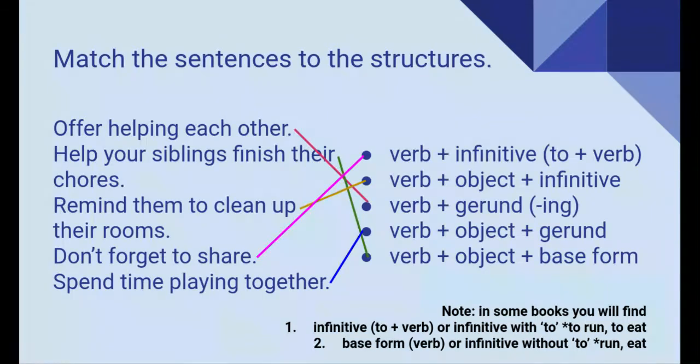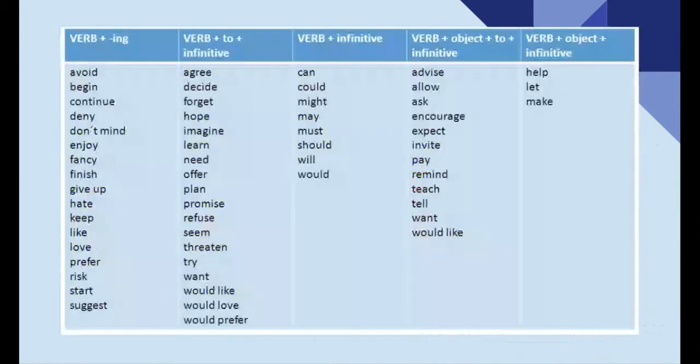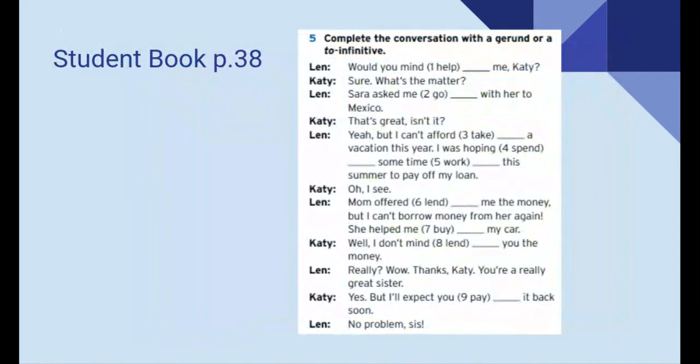have different names. Now, here we have a list of verbs and what they are usually followed by. Please pause the video to take a look at this list. Okay, and now it is time to practice. Let's go to our student book page 38. Here in exercise 5, you're going to complete the conversations with a gerund or an infinitive, to plus verb. Pause the video while you work on this, please.